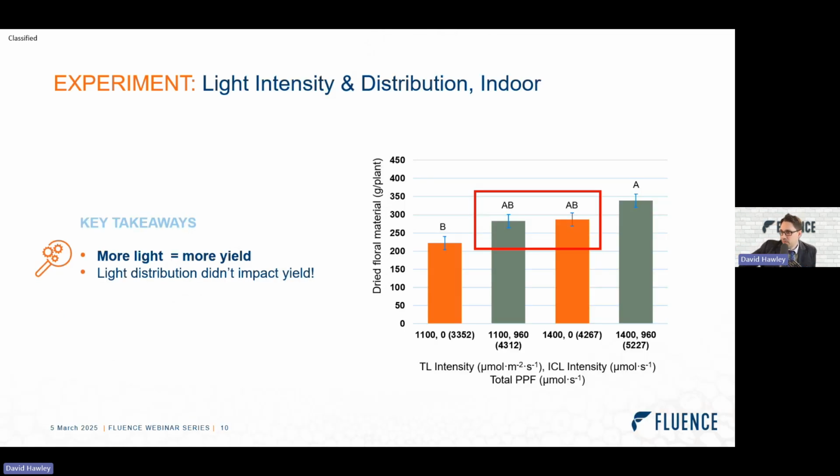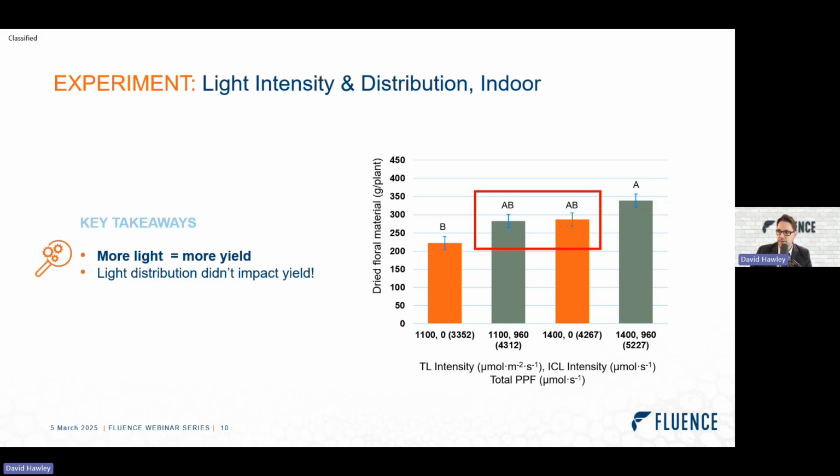Okay, here what you're seeing are a bunch of numbers on the x-axis. Let me talk you through what these numbers say. The first number in the grouping, in this case 1100, is your top light intensity. The second number is your intercanopy light intensity, right? So in this case, we had no intercanopy light. And then this third number in the parentheses describes total photon flux. So here in this treatment, our total photon flux was 3,352.